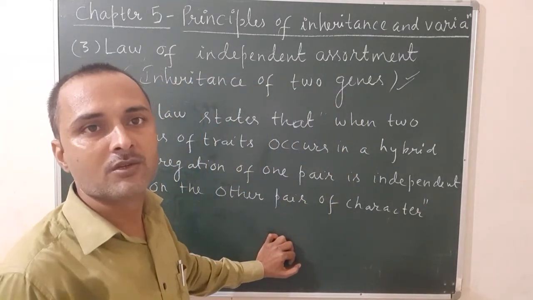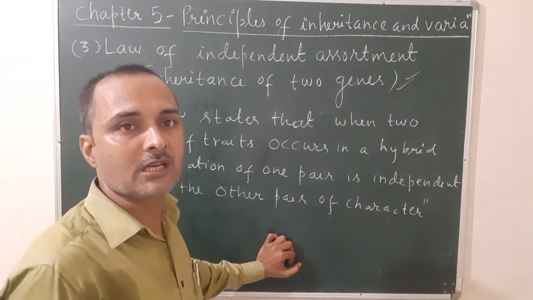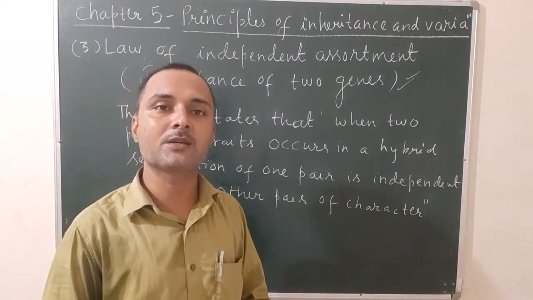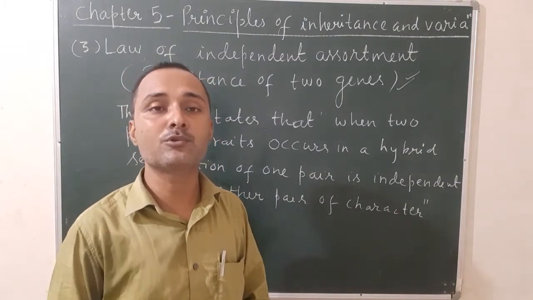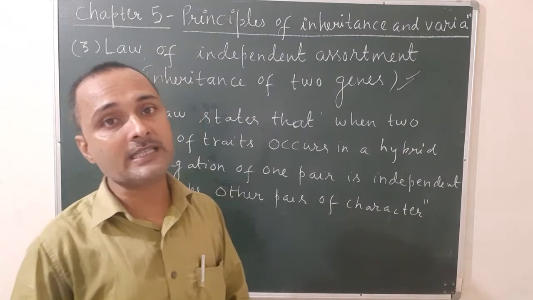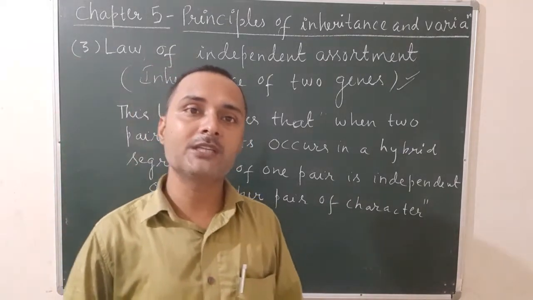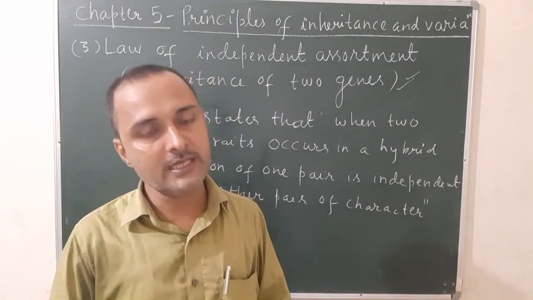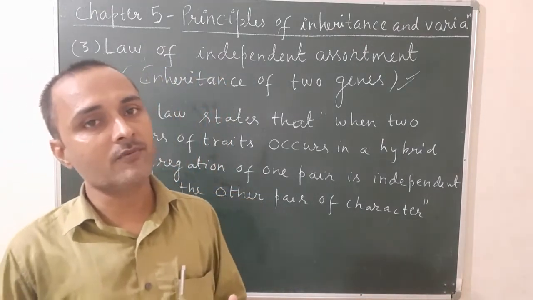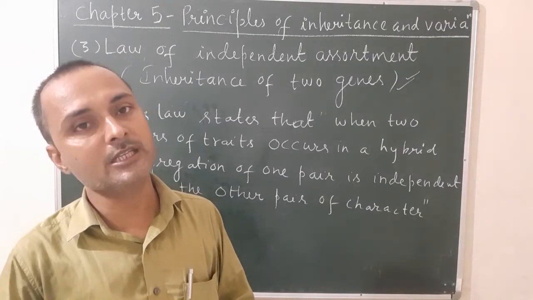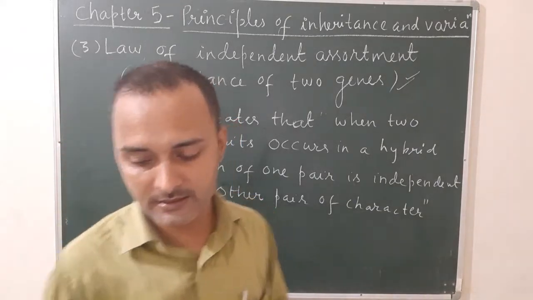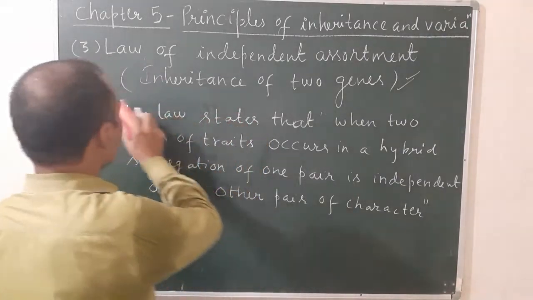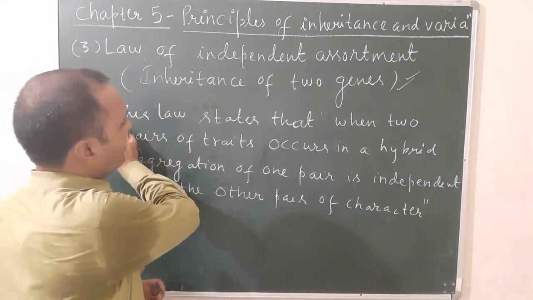Once again, suppose the question asks you to define the law of independent assortment. This law is based on inheritance of two genes, or you can say inheritance of two traits. And this law states that when two pairs of traits occur in a hybrid, or F1 progeny, then segregation of one pair of characters is independent of the other pair of characters. So let's see the example and the various steps of this law.